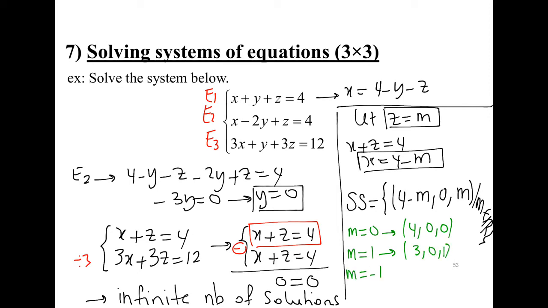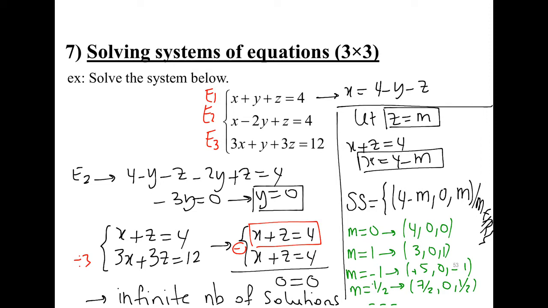For m equals -1, we would have the triplet positive 5, 0, -1 as a solution. For m equals half, we would have the triplet 7 over 2, 0, half as a solution, etc. And this can keep on going infinitely, since m can take any real number as a value.